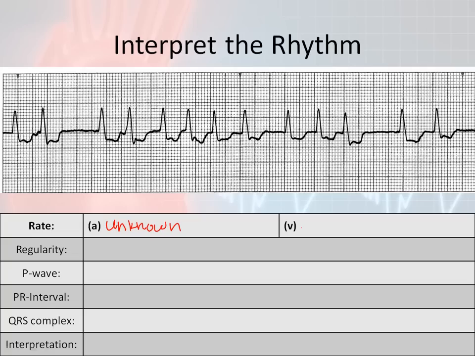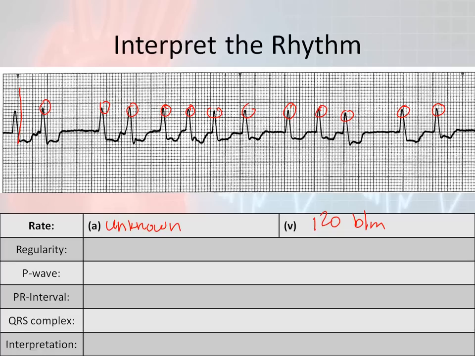But let's go ahead and look at my ventricular rate. What is my ventricular rate going to be? Well, if I want to use the 6-second method, which is the easiest method, I'm going to start over here. Here's my line, so I'm not going to count that one. I'm going to count 10, 20, 30, 40, 50, 60, 70, 80, 90, 100, 110, 120. So my ventricular rate is about 120 beats per minute.